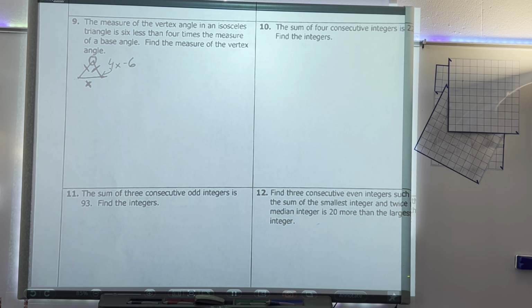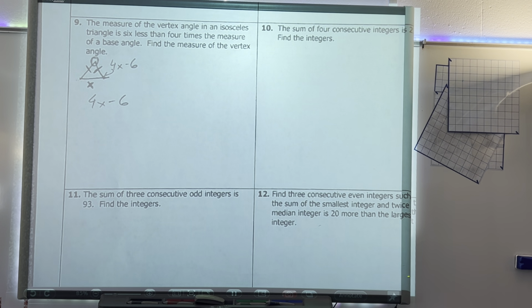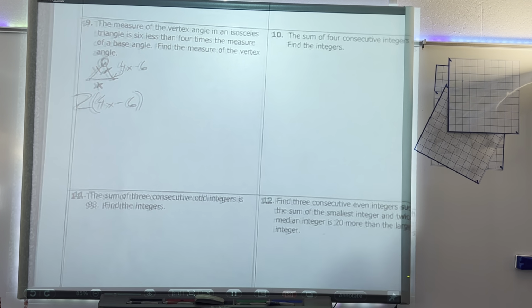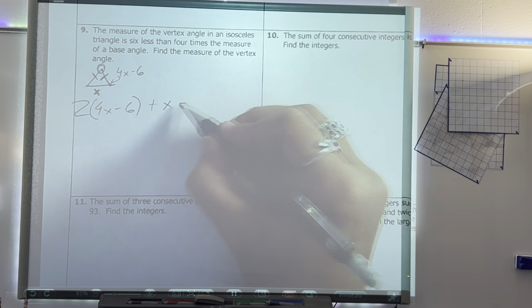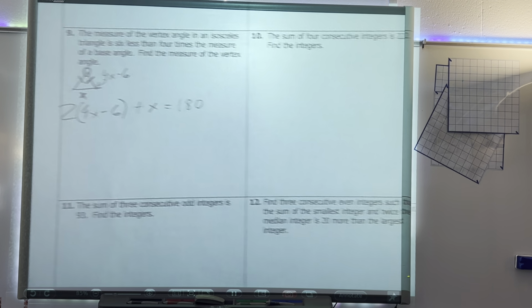Okay. So how would I set this up? What am I setting equal to 180? 4x minus 6. 4x minus 6 is not equal to 180. Oh, 2 parentheses. Okay, I need this. All right. Is that it? Plus x. Okay. Now equals 180. We okay there? All right.